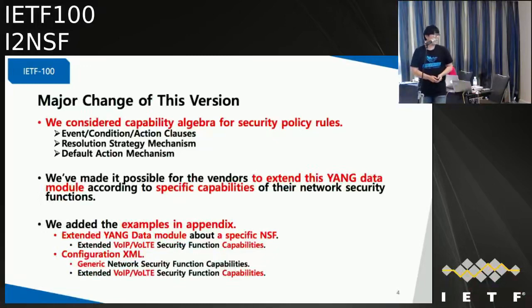In appendix A, it shows an extended YANG data model for a specific network security function, such as the extended VoIP/VoLTE security function capabilities. In appendix B, it shows the configuration XML for generating network security function capabilities and extended VoIP/VoLTE security function capabilities.